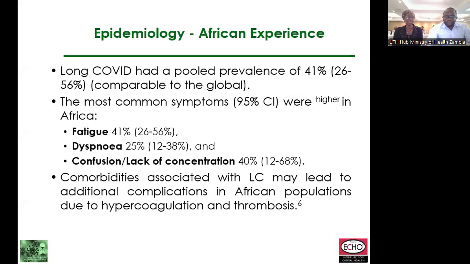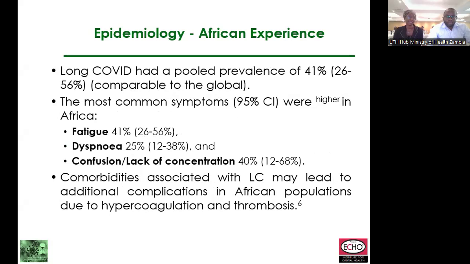When they looked at how commonly it was being found, they found that it had a pooled prevalence of 41%. So in different areas, it could be from 26% to 56%, which is kind of like what they found also in other areas outside Africa.